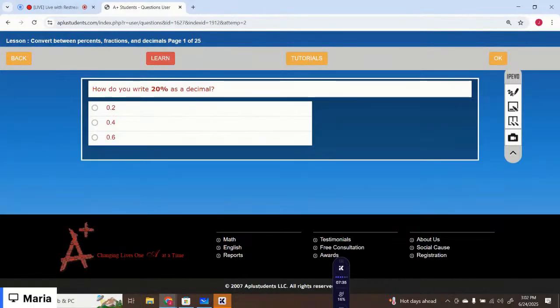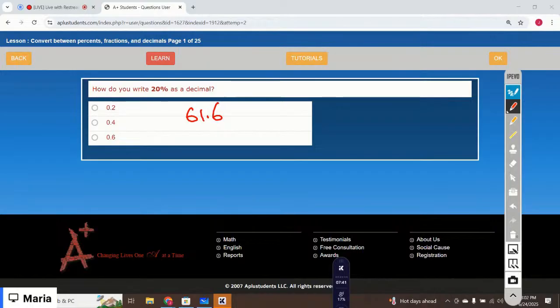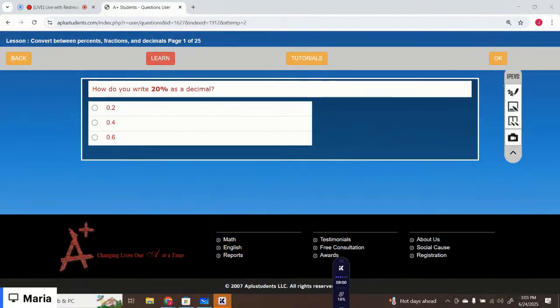How to write 20% as a decimal? That is 20 over 100. So 20 divided by 100 is 0.2. Option number one is correct.